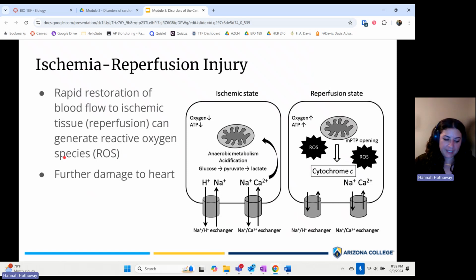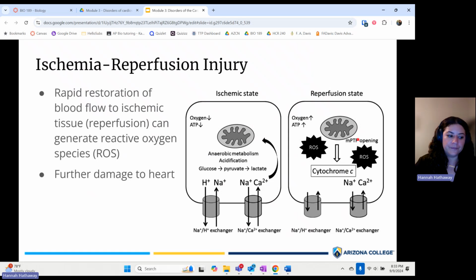Usually your cells are constantly dealing with the reactive oxygen species that are created, and it's not a big deal. But if you have ischemia, so no oxygen at all, and then all of a sudden reperfusion, when there was no oxygen, the cell kind of stopped worrying about reactive oxygen species because there was no oxygen. And then all of a sudden you have oxygen again. The cell's like, oh crap, and it can't deal with it. So now not only did you have the ischemia, but you have a buildup of reactive oxygen species due to that oxygen, which is crazy. And that can cause further damage to the heart.